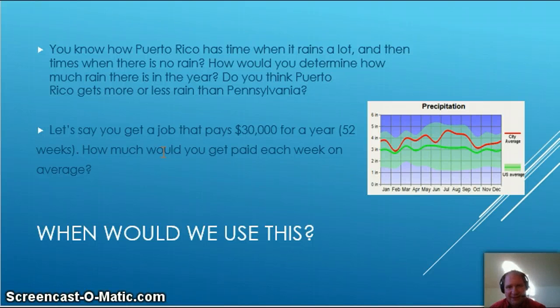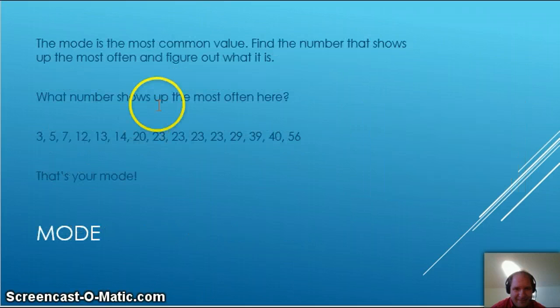Here's a situation where you'd use the average. Let's say you're talking about how much rain Puerto Rico gets, if it's more than Pennsylvania. Well, by the way, here's a chart. You'd add up how much it rains each month and divide it by 12, for the average rainfall every month. If you get a job that pays $30,000 a year, how much do you get paid on average?